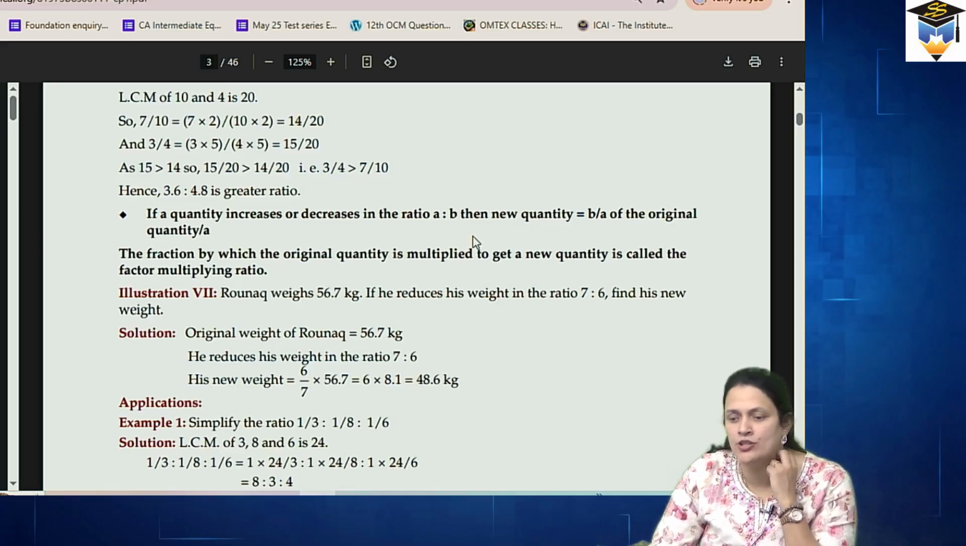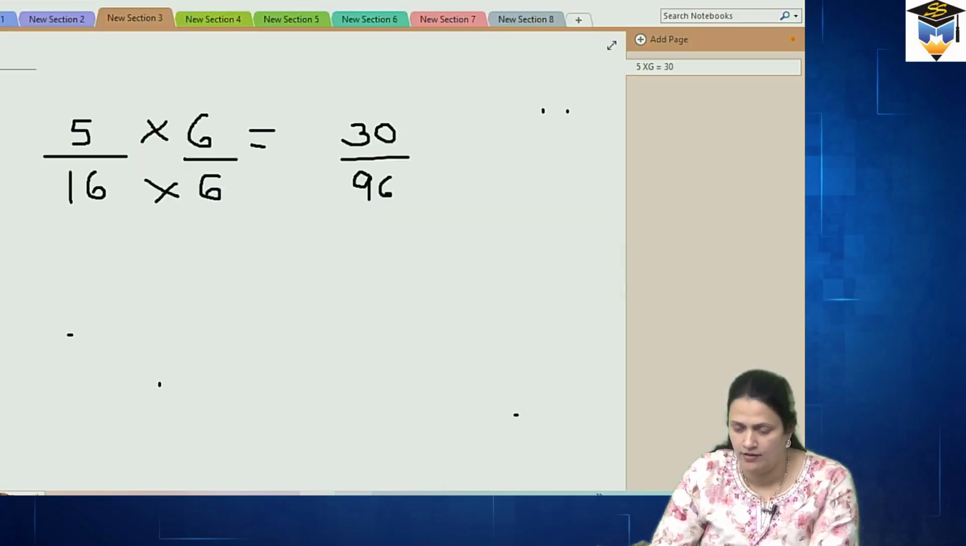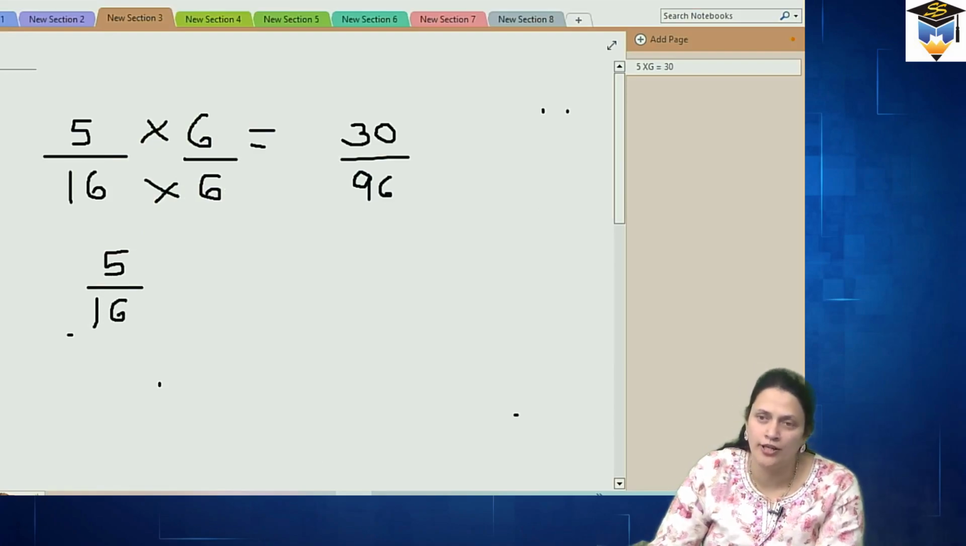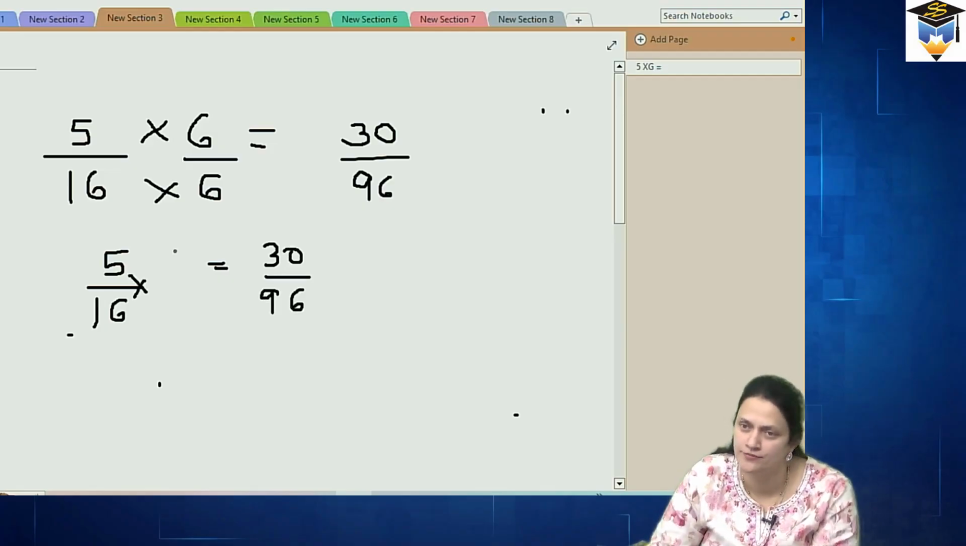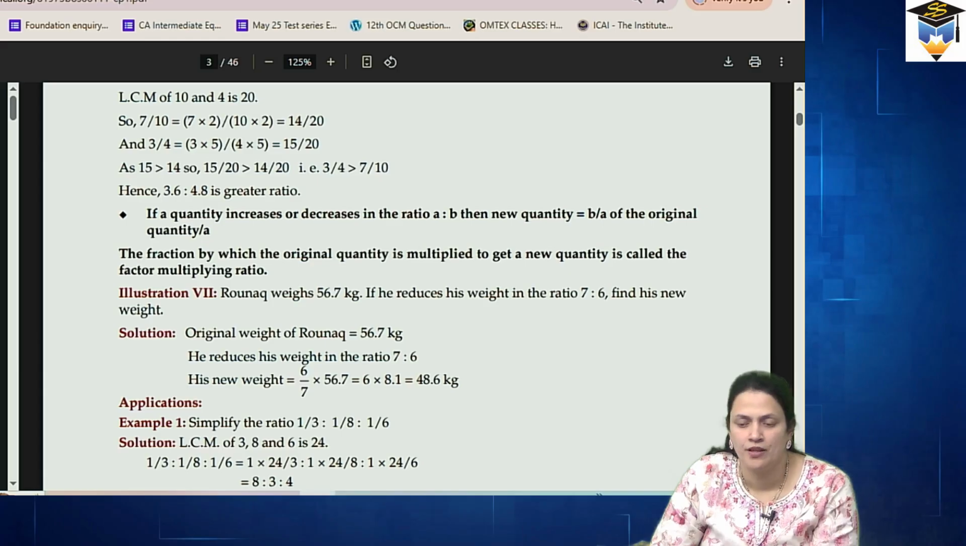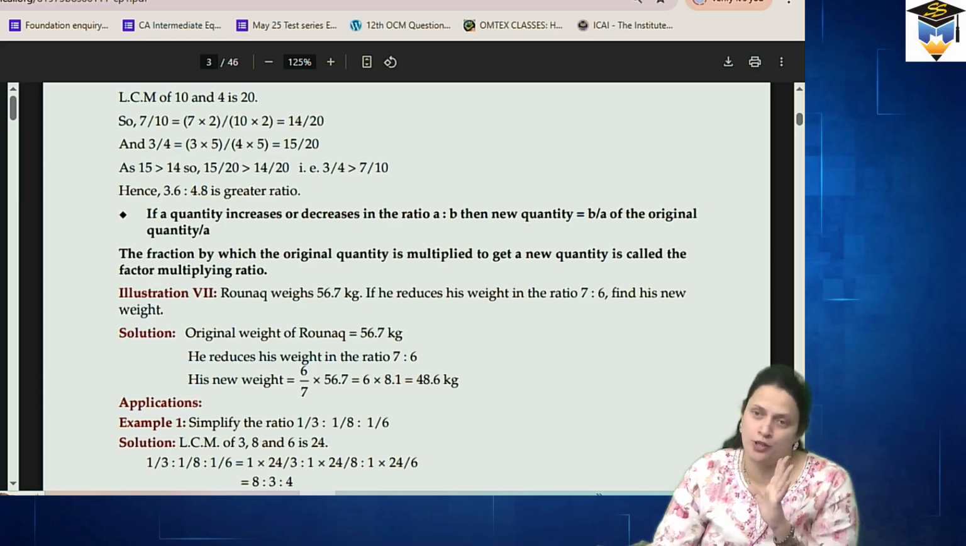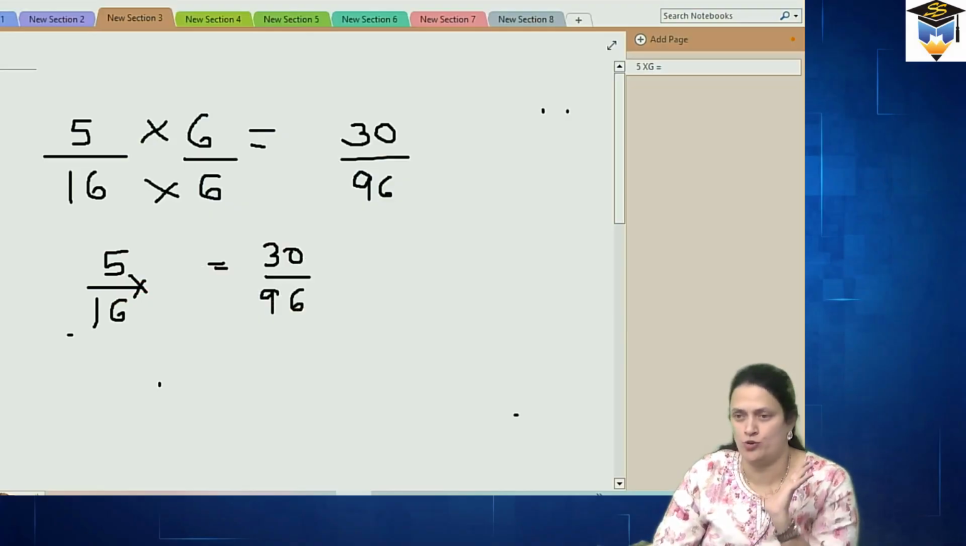So if a fraction increases or decreases in the ratio A is to B, then the new quantity is B is to A of the original quantity A. So if I say 5 by 16 is the old quantity and the new quantity is 30 by 96. So when we multiply 5 by 6 by 6, both in the numerator and denominator, you get the new quantity. Understood? The fraction by which the original quantity is multiplied to get a new quantity is called a factor multiplying ratio. So in our case, 6 is called a factor multiplying ratio.